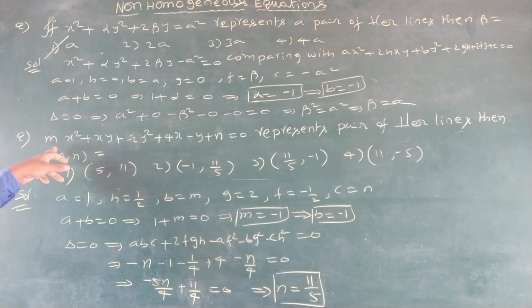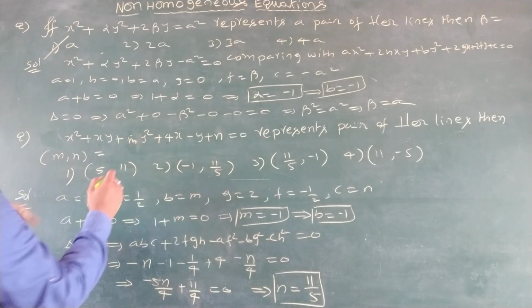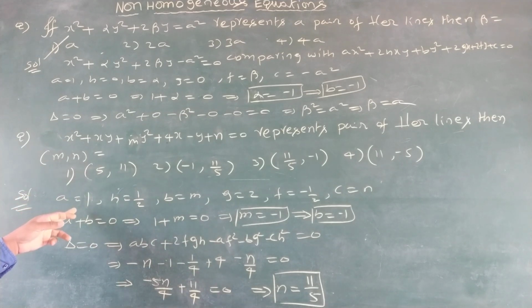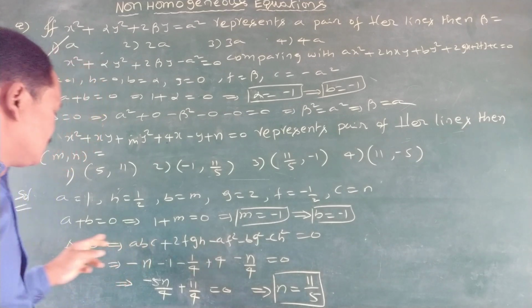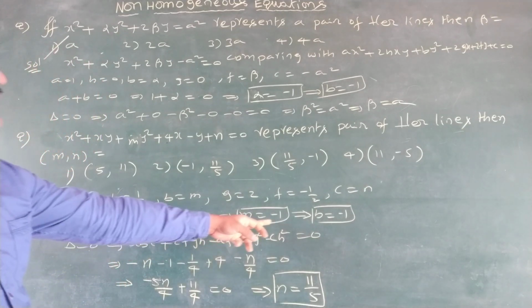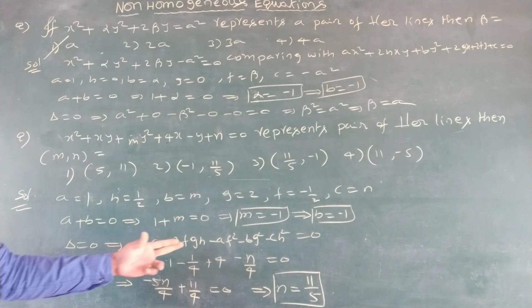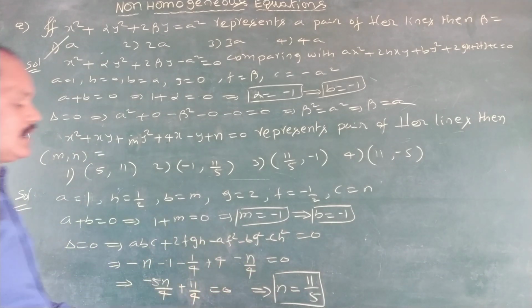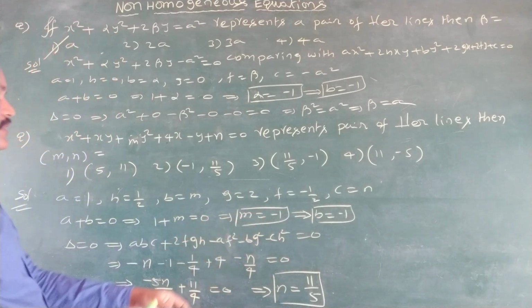Now I am going to the second question. Same, this is also x square plus m y square, and from this we have to find m and n. So same concept here. It represents perpendicular lines, then a plus b is equal to 0, so m is equal to minus 1. So b is equal to minus 1. Substitute in delta is equal to 0: abc plus 2fgh minus af square minus bg square minus ch square is equal to 0. We substitute there, then n is equal to 11 by 5. So the answer is minus 1 comma 11 by 5: m is minus 1, n is 11 by 5.